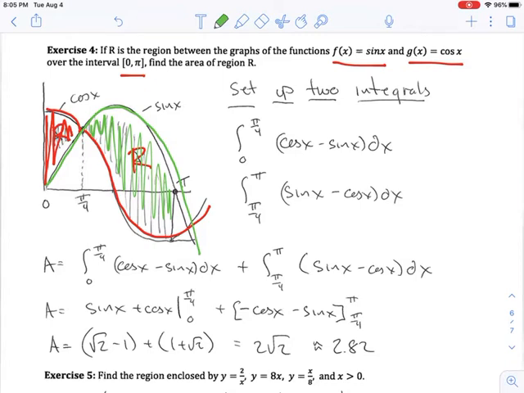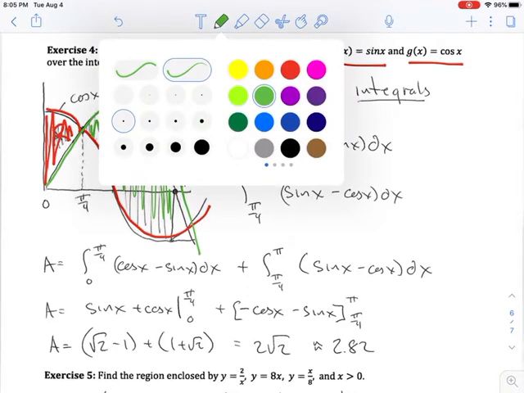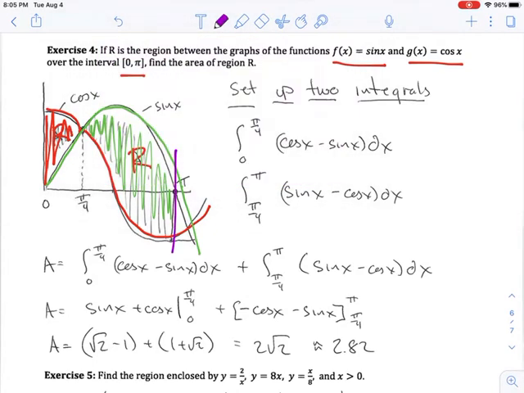Well, we want to go from 0 to pi. So this is pi right here. There's pi. And so they cross over here at pi over 4. So our first interval is from 0 to pi over 4. Our second interval is going to be from pi over 4 to pi. And so I set up two integration problems.